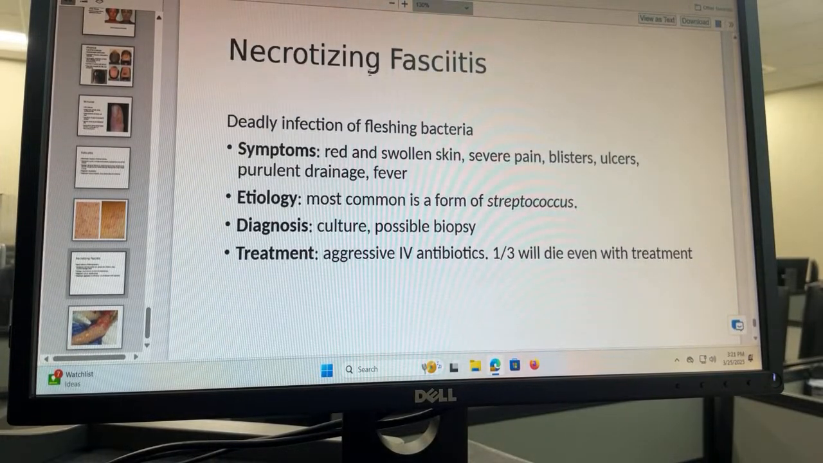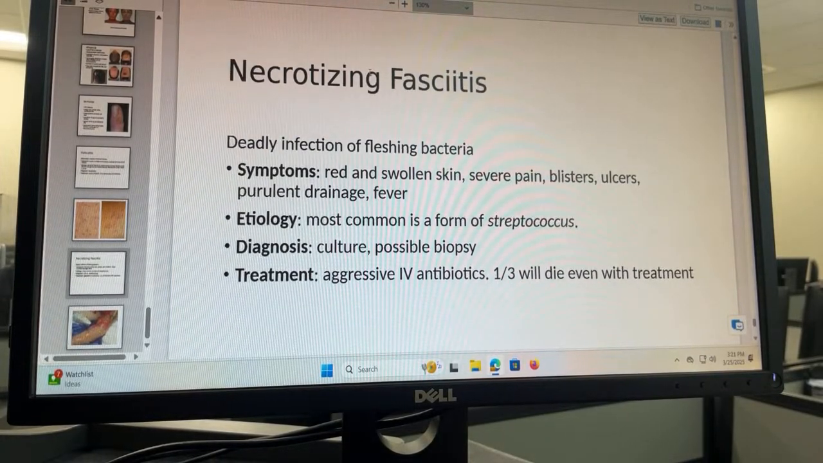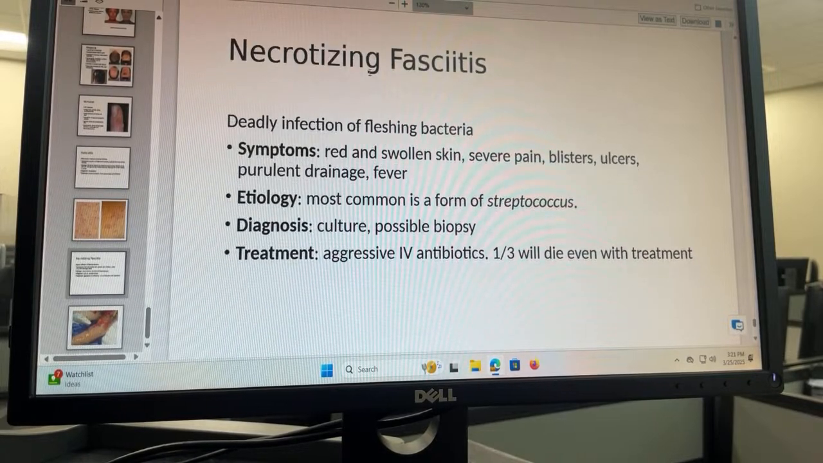All right, and here we are at the end, ending on a scary note. This one terrifies me in my dreams. This one is called necrotizing fasciitis. This is a deadly infection of, this is supposed to say flesh-eating bacteria, not fleshing bacteria. Sorry, typo. But yes, this bacteria literally eat you alive.